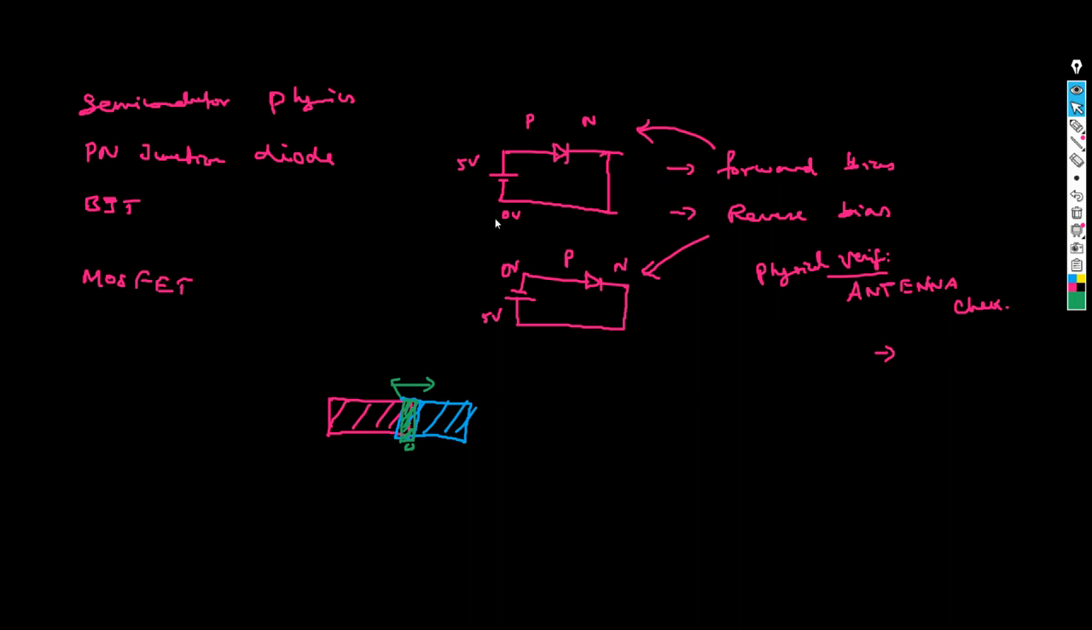Okay. Now the next thing. So what is this BJT? It is basically bipolar junction transistor.